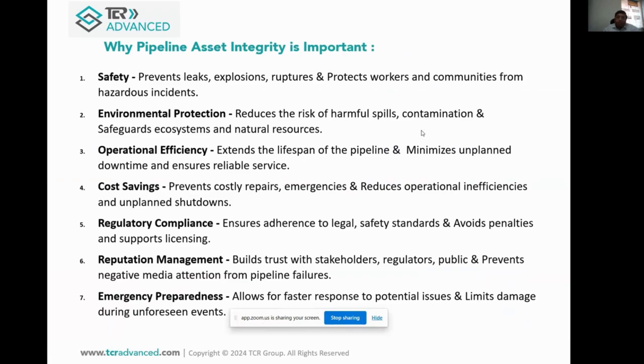Then to improve operational efficiency, cost savings, prevent costly repairs and emergency shutdowns, reduce operational inefficiencies, regulatory compliance like OISD and PNGRB in India, or NACE (now AMPP) or ISO standards, reputation management, and overall emergency preparedness. For me, an asset integrity program is important to prevent any unwanted incident.